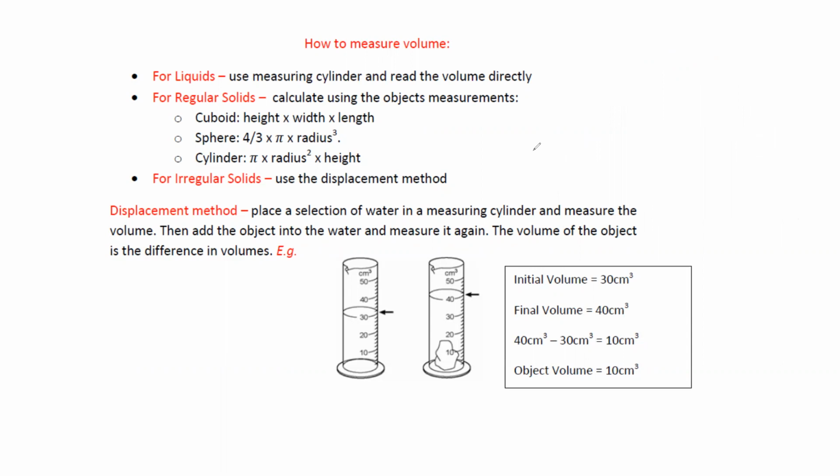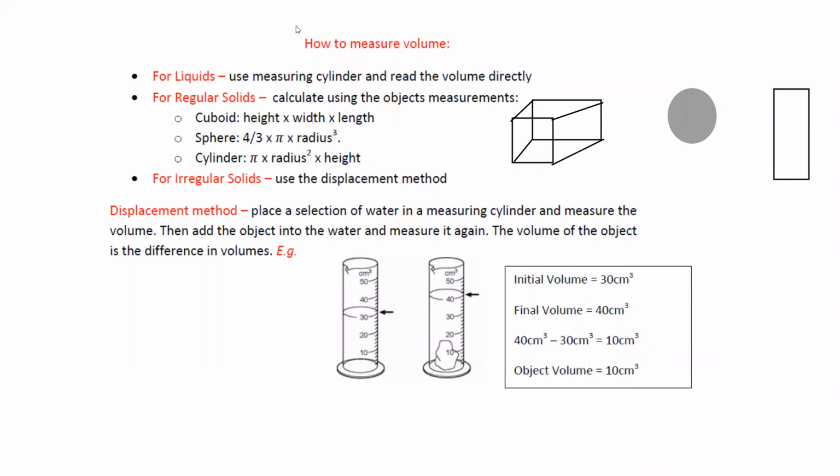Then if you have a regular solid, the term regular solid means it is having a definite shape. For example, if you have a cuboid, or you have a sphere, or you have a cylinder. So if you have a cuboid, a sphere, or a cylinder, we use a certain formula.